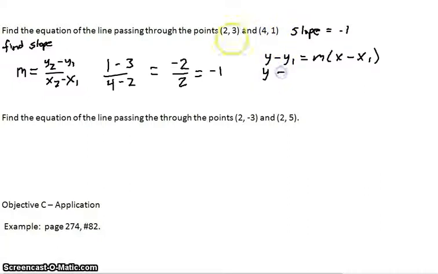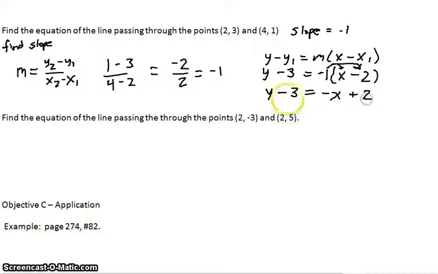So I'm going to say y minus 3, which is my y coordinate, equals negative 1 times x minus 2. I'm going to distribute that negative to both terms. So I get y minus 3 equals negative x plus 2. I'm going to add 3 to both sides, add 3 to that positive 2, and my equation is going to be y equals negative x plus 5. And there's my equation.